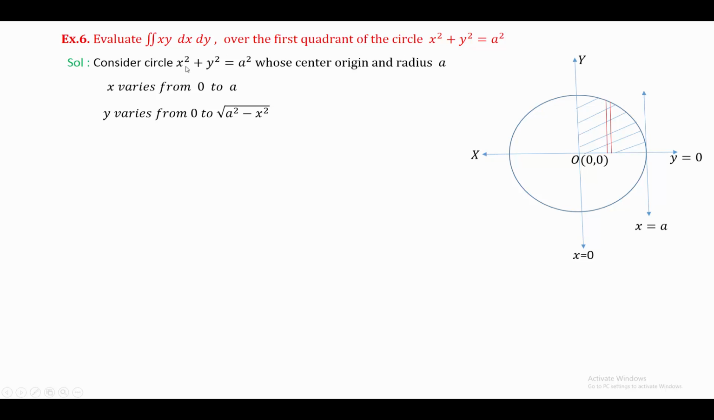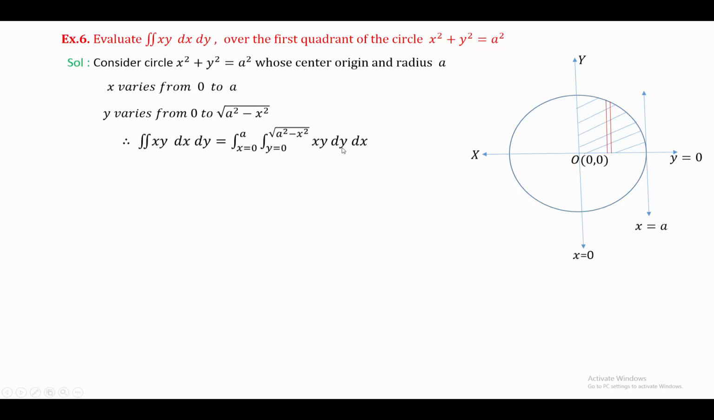Now equation of circle, x square plus y square is a square. So y square equal to a square minus x square. So y equal to plus minus square root a square minus x square. But in first quadrant y is positive. So in first quadrant value of y is square root a square minus x square. Means x varies from 0 to a and y varies from 0 to square root a square minus x square. And therefore double integral xy dx dy is equal to integration x varies from 0 to a, integration y varies from 0 to square root a square minus x square, xy dy dx.